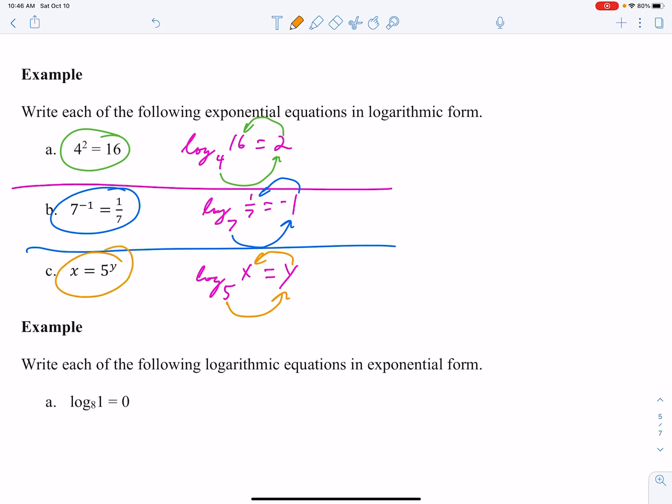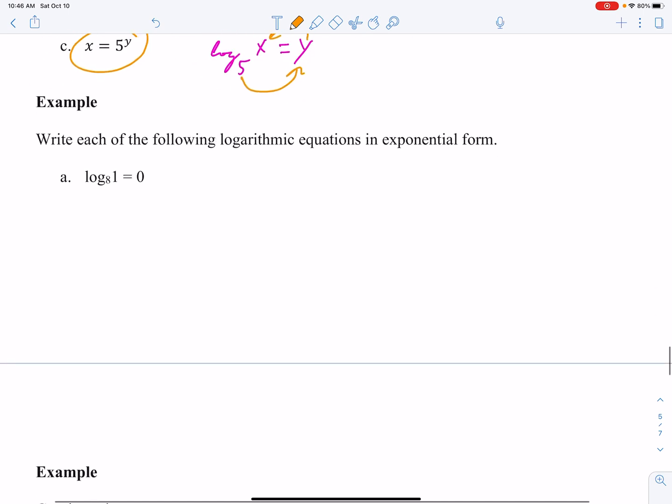Okay. All right, now let's convert in the other direction. So log base 8 of 1 equals 0. This direction's easier to do, from logarithmic to exponential, right? Just do the loop around. 8 to the 0 equals 1. Again, remember, an exponent of 0 equals 1. That's important. A lot of people forget and for some reason put 0.